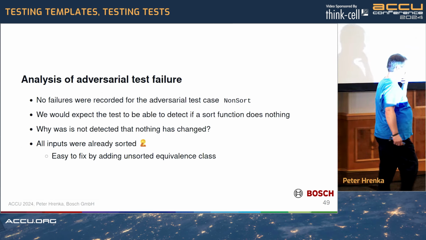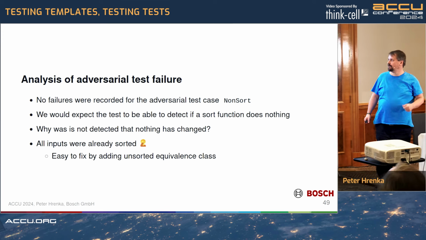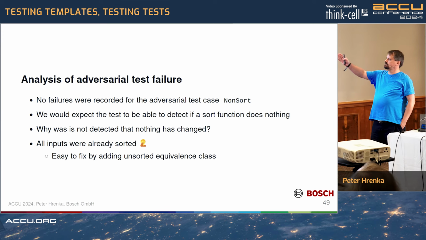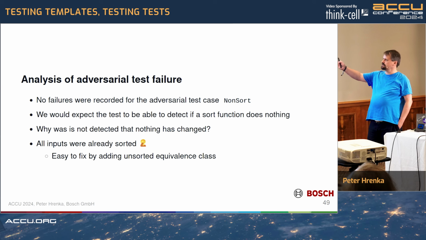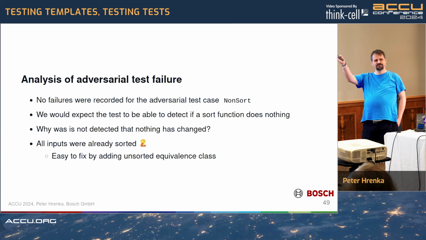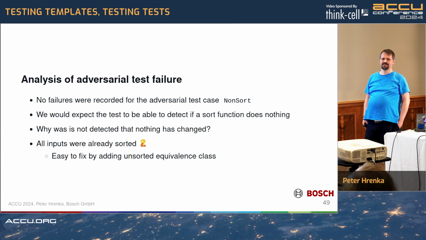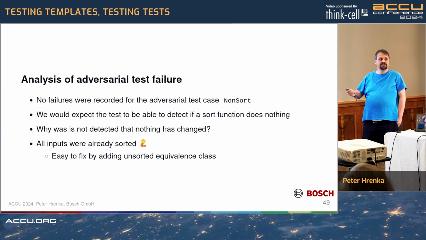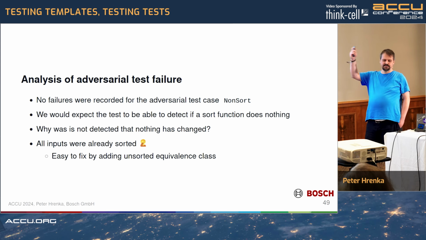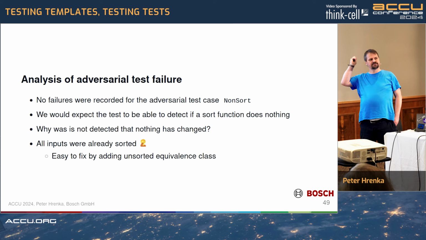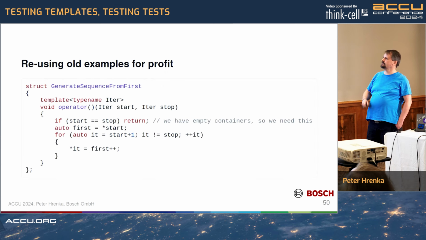What did we do wrong? Okay, we found no failures. So let's see what's going on. Nothing has changed, and this passes. Yeah, the inputs from our tests were already sorted. So everything was sorted already, and of course that's silly. But I mean, that happens. The input data, the values that you want to test, might be inappropriate for testing, right? Okay, so that's easy. Just add something that's not sorted, and then it passes.